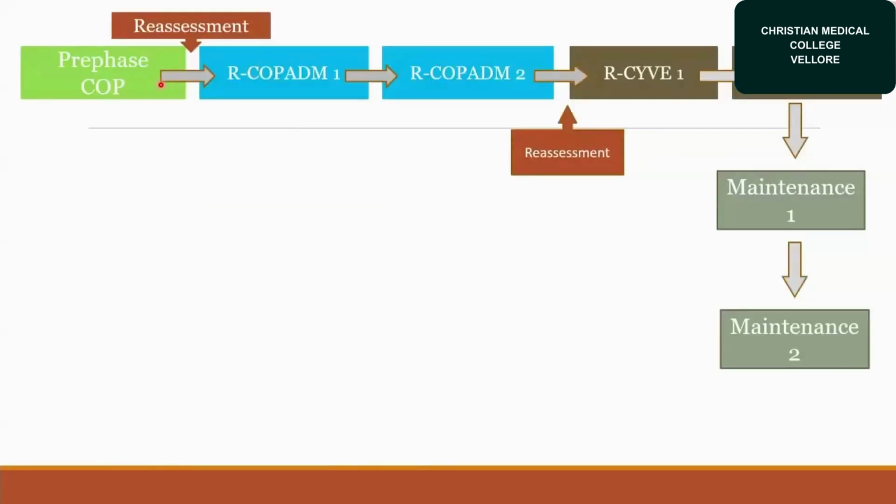This is group C, pre-phase COPADM, followed by R-CYVE into 2. Here, the reassessment can happen either here or here. Most people prefer to do it just before commencement of maintenance.